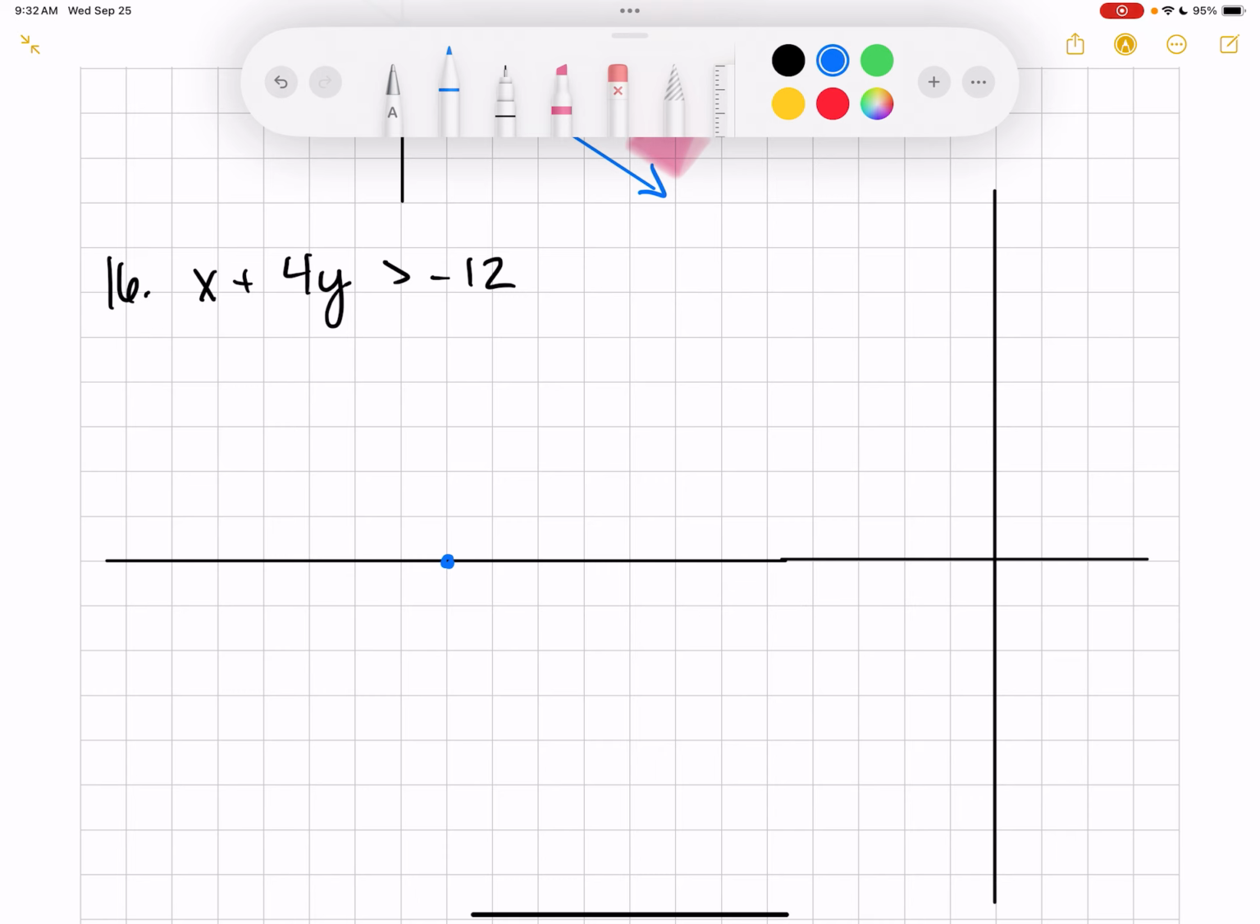What's the y-intercept? 4. Nope. Negative 3. I just said the first number that came to my mind. I thought it would be 7. Alright, are we solid or dotted? Dotted.